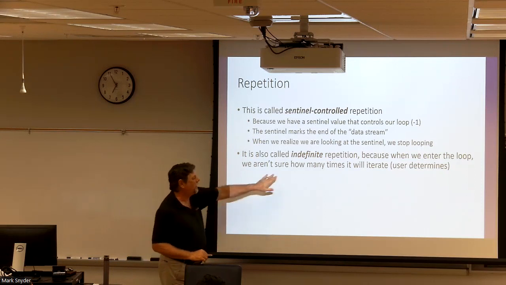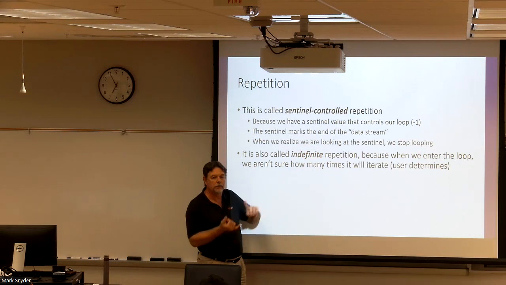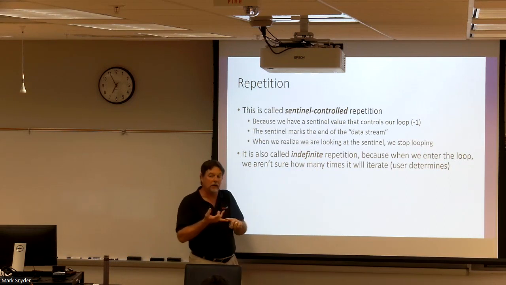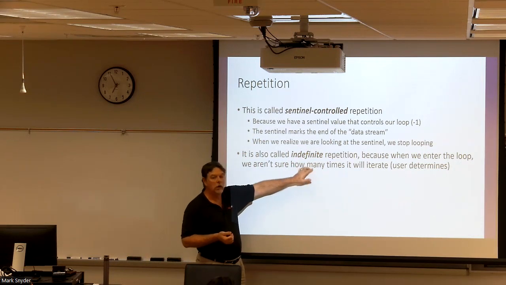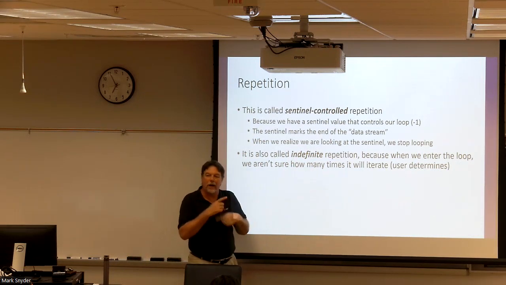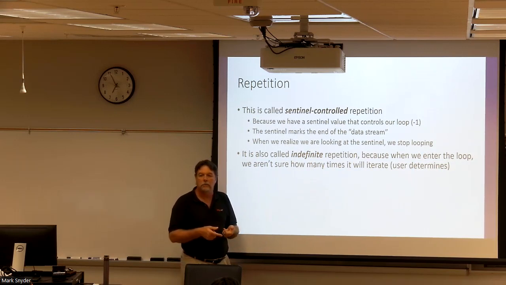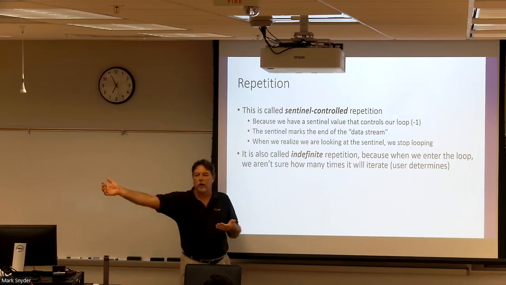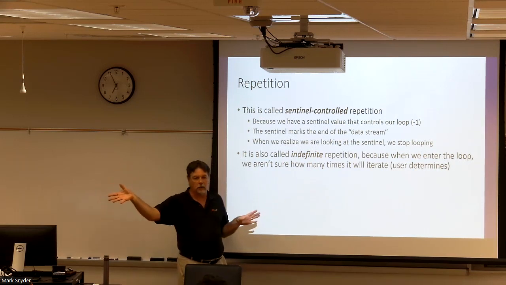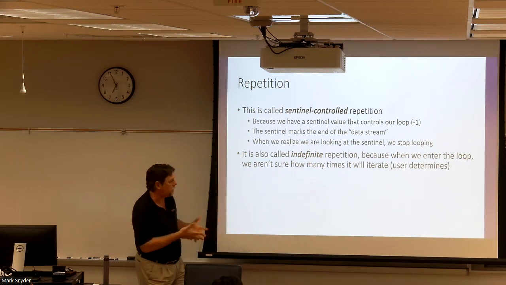It's called indefinite repetition. There are several kinds of repetition: definite, indefinite, and infinite. This is indefinite because when we run this program, we don't know how many times it's going to run. The user is going to tell us. They may enter the sentinel the very first time, or they may enter 100 numbers before they enter the sentinel, but they control how many times. So it's called indefinite repetition.